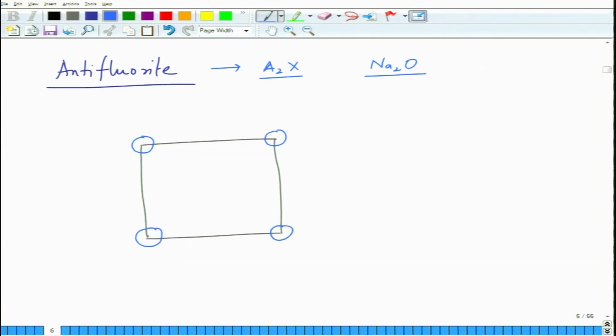this is anion X. So, this is at 0 1, this is at half, 0 1, half, half, half, 0 1, sorry, 0 1, 0 1, 0 1 and half. So, these are all X atoms. The A atoms go in these positions.